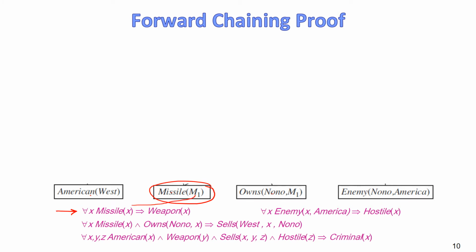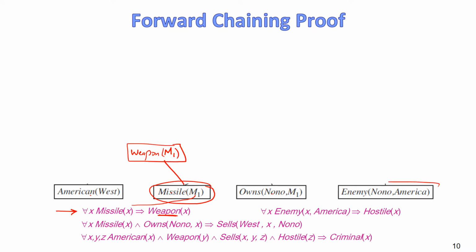So that will entail, or will infer, the conclusion of this with the substitution that we did, which means we'll substitute x with m1. So we will infer Weapon(m1). Okay? Right. Can we also do something similar?